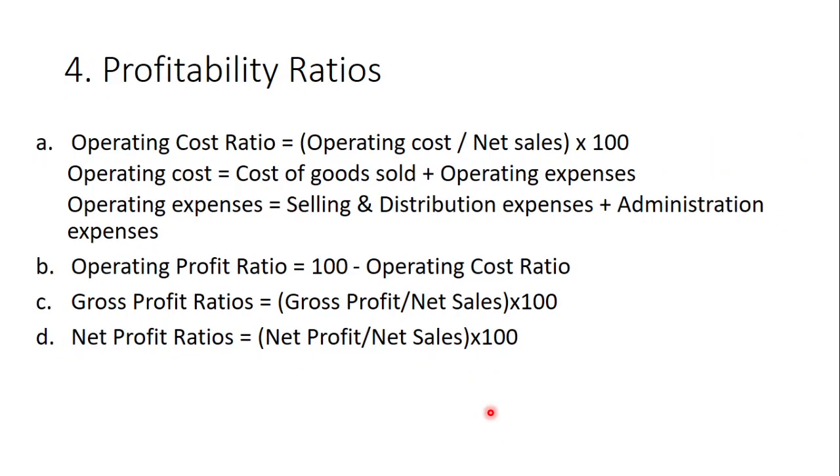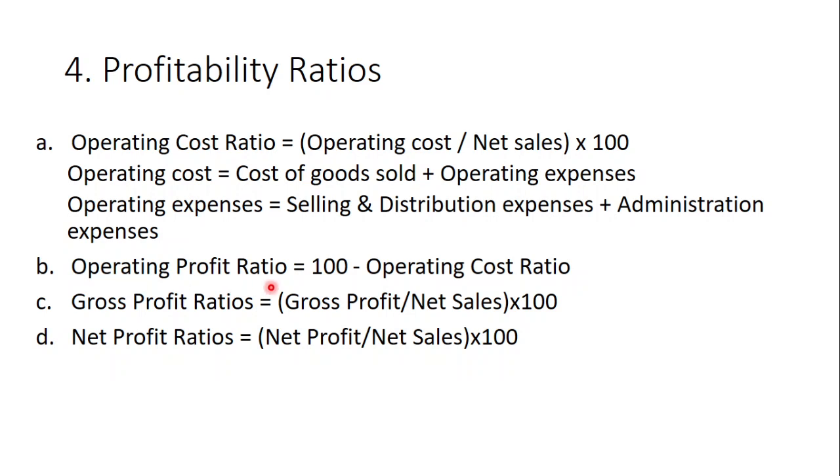Next, the fourth classification of the ratio is profitability ratio. We have listed here four profitability ratios. First one is operating cost ratio, which is equal to operating cost divided by net sales into 100. Operating cost is equal to cost of goods sold plus operating expenses. Then what is operating expense? Operating expenses equal selling and distribution expenses plus administrative expenses. So this is the first one.